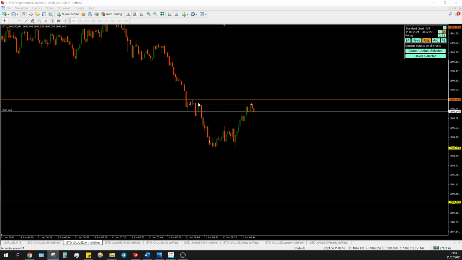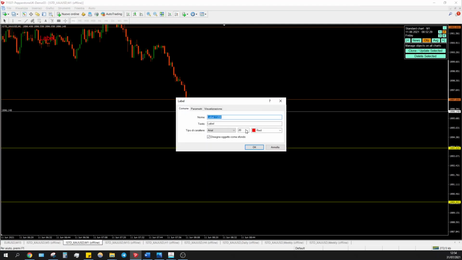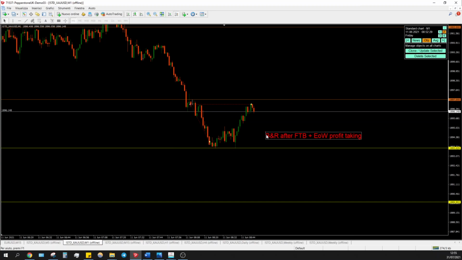25% risk free. So as always, I will leave my label. So this was break and retest, failing to break, plus end of week. And this is for me to make a screenshot to add to my trading plan.